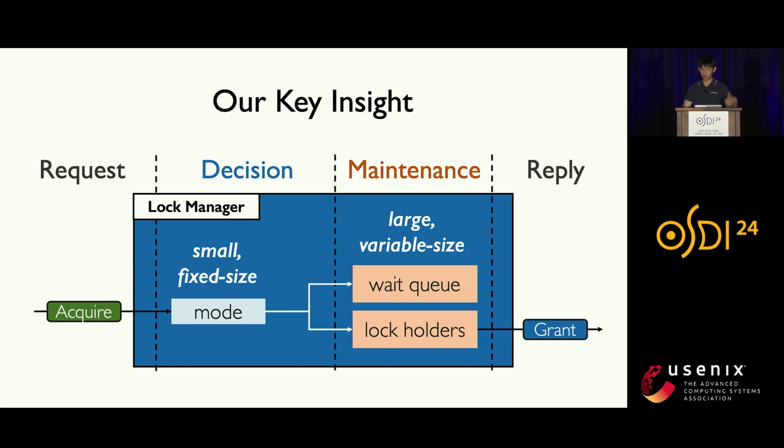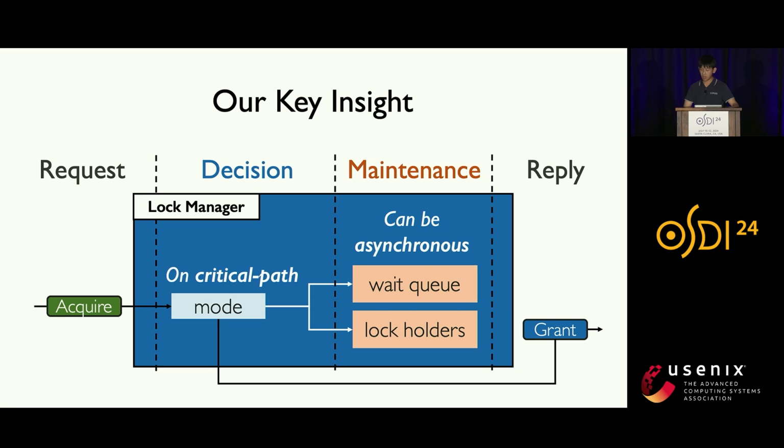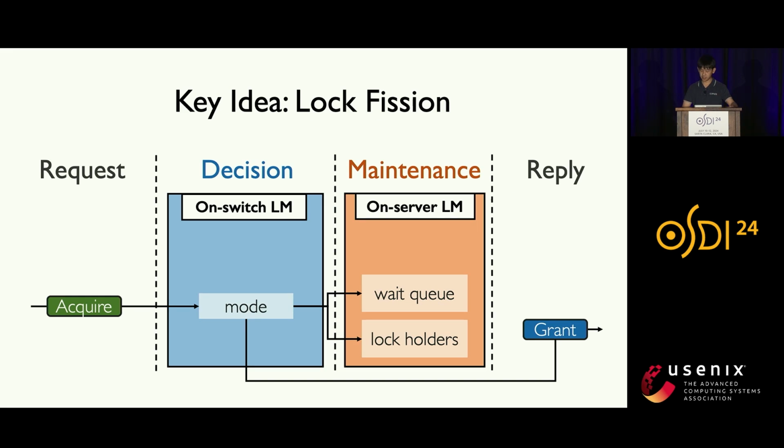Specifically, the decision of whether the log can be granted can be made solely relying on the small and fixed-size log mode, leaving the large and variable size metadata to be updated later in the maintenance phase. And more importantly, after we make the decision, the grant reply can be sent immediately, leaving the maintenance to be done asynchronously. Based on this insight, we propose a new principle of designing log managers called log fission.